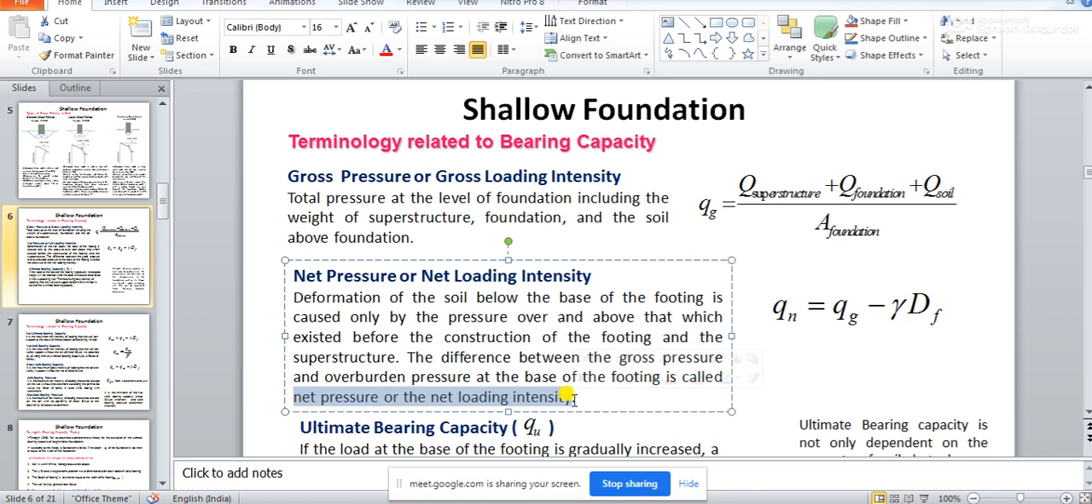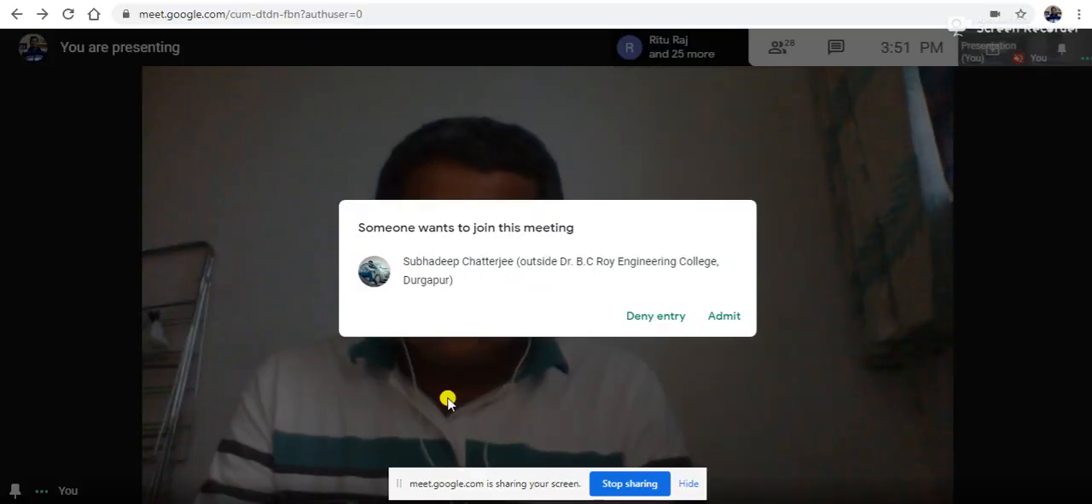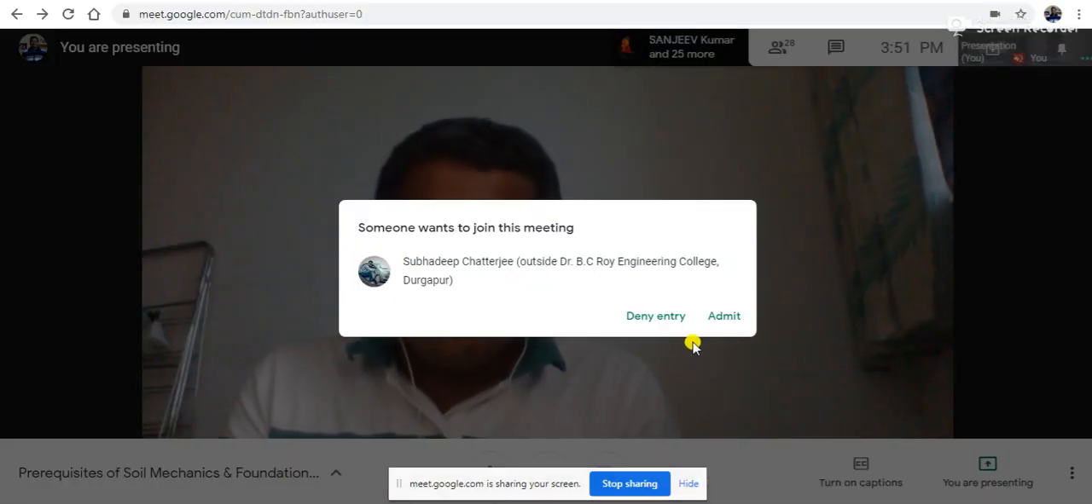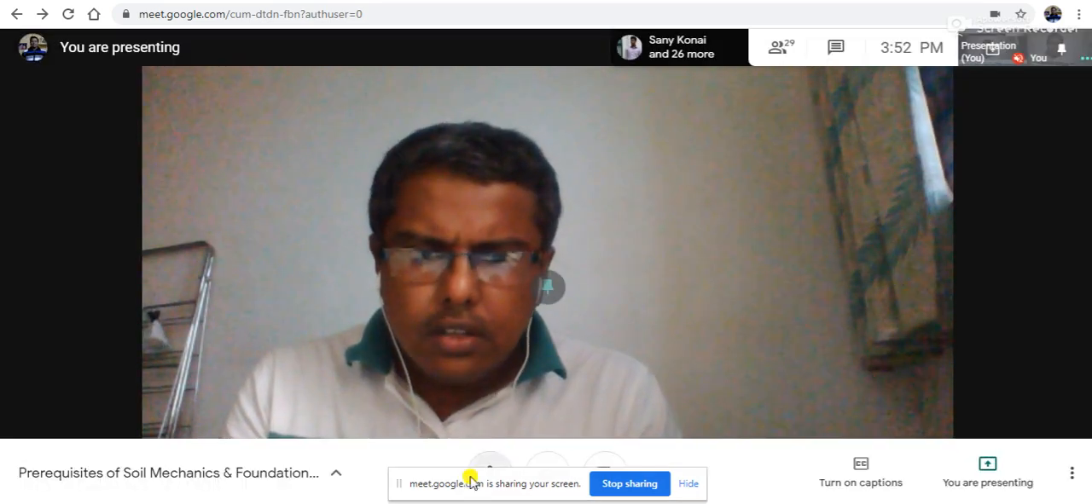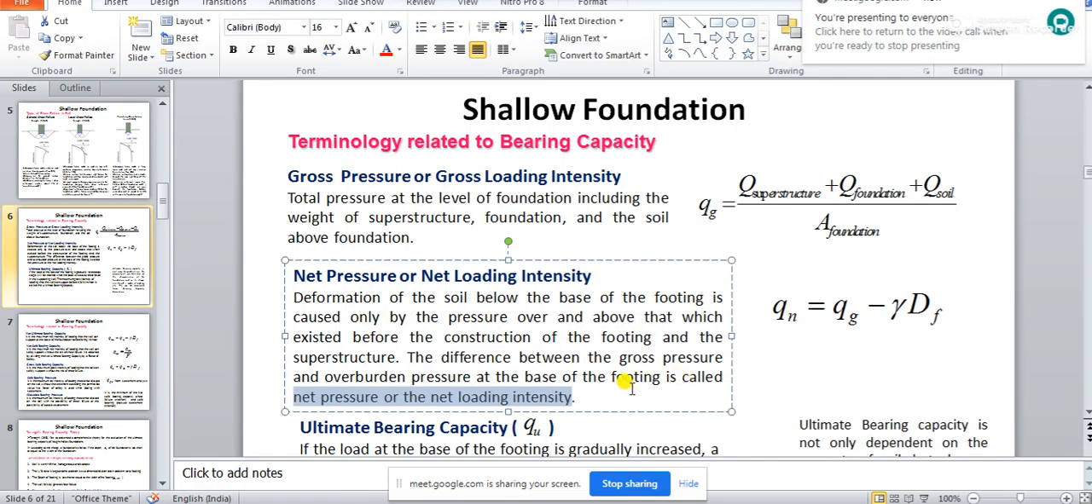So you see, gross pressure intensity is nothing but the load of superstructure. Who is coming and going, coming and going? Subhodip Chatterjee. Is he from your class, Subhodip Chatterjee? Yes, sir. Civil 1? Yes, sir. Okay, admitted.